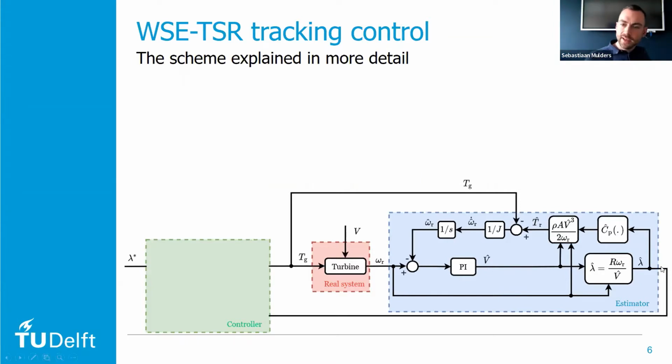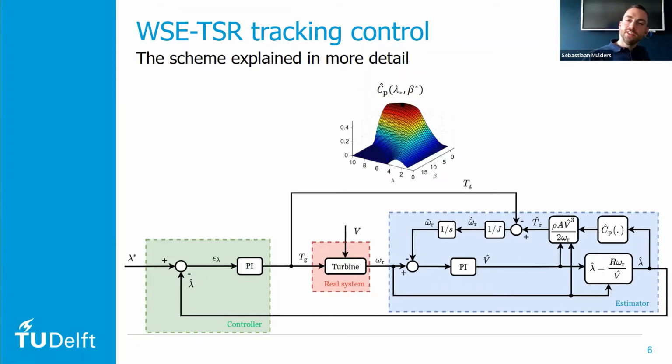Then we take out of this loop the lambda hat, so the estimated tip speed ratio. We compare that to the reference value, lambda star, which is mostly taken as the top or the maximum value of the CP curve, the tip speed ratio corresponding to the maximum CP value. We compare that in each time step, and we try to integrate away this error at all times.